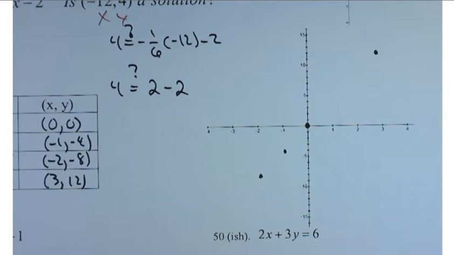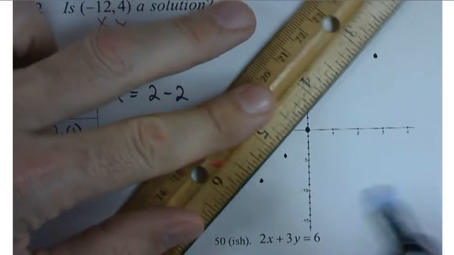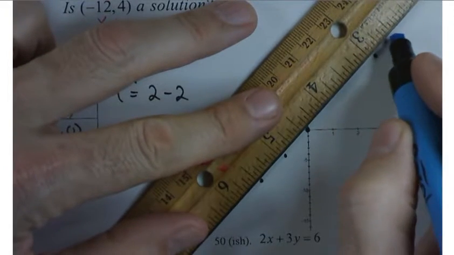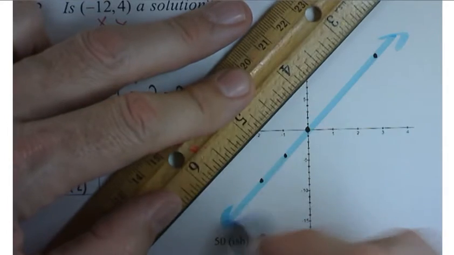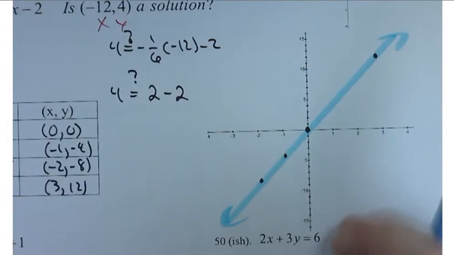Is there something interesting that happens when you graph the rest of these? They all fall on the same straight line. So that's characteristic of these types of equations. That's why they're called linear equations, is because the graph is a straight line. You should expect that when you're graphing these things.